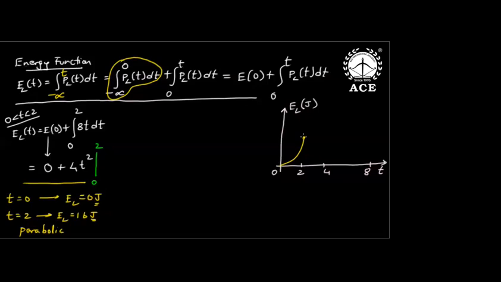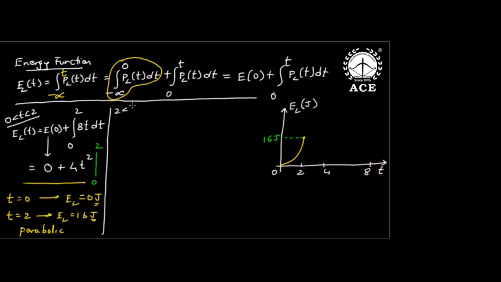That is the meaning. It is parabolic, like ax square, and it goes until here, reaching 16 joules. Then what happened from 2 to 4?